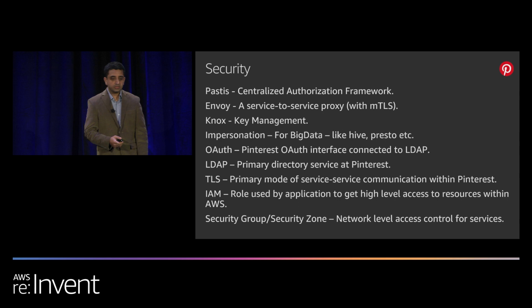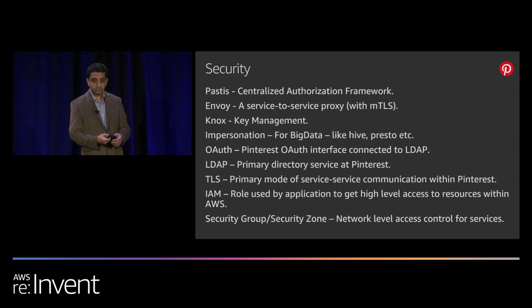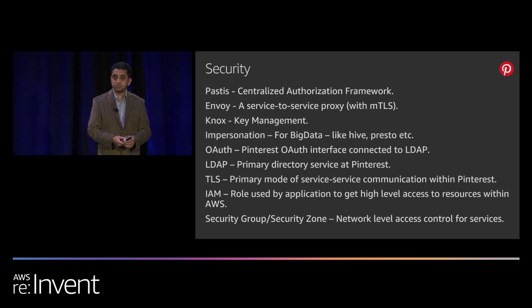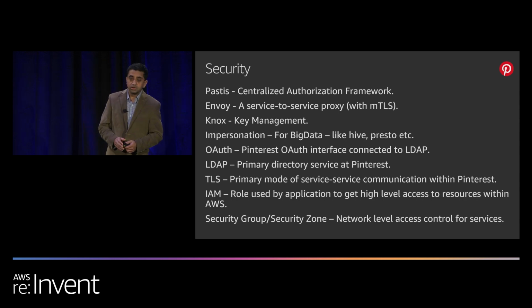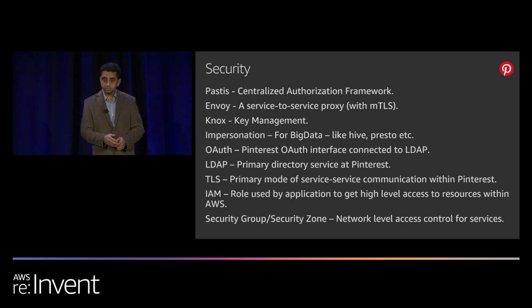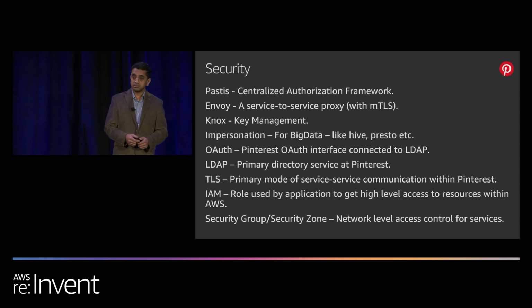On the security side, we have Pastis, which is a centralized authorization framework, which ensures that only certain people have access to certain resources. Envoy is a service-to-service proxy with MTLS that ensures only certain network of application can access other services like MySQL database in our case.